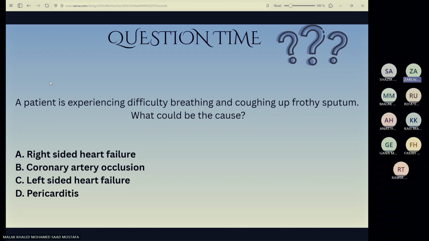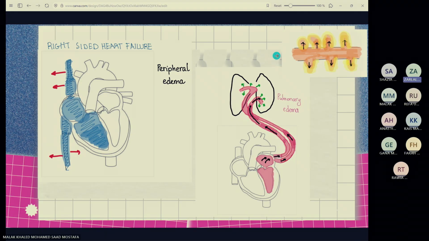Yes, exactly. It's left-sided heart failure, and I will explain in the next slide what that is. I have a drawing. Next one. Yes. Okay. So here we have right-sided heart failure. What happens is that in this case, the right ventricle will not be able to pump blood.